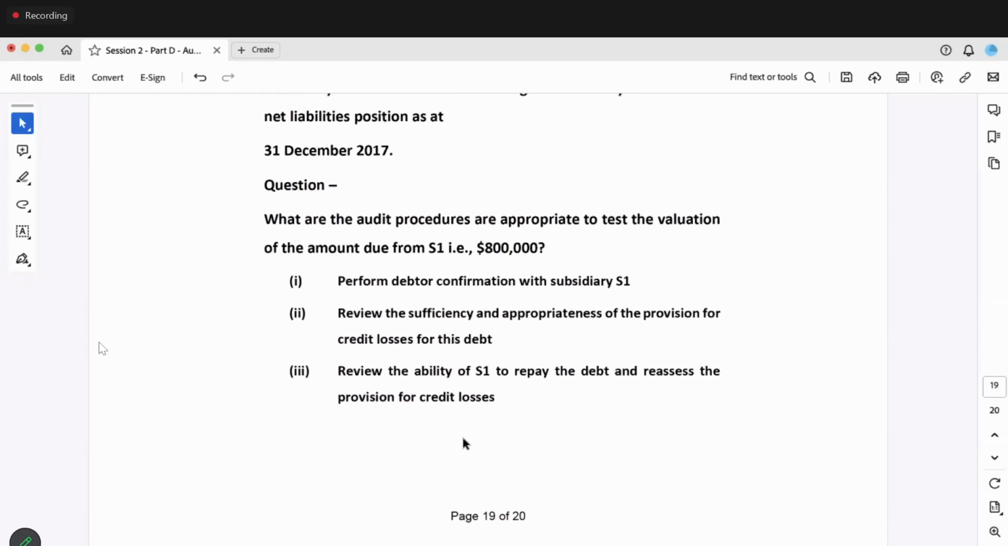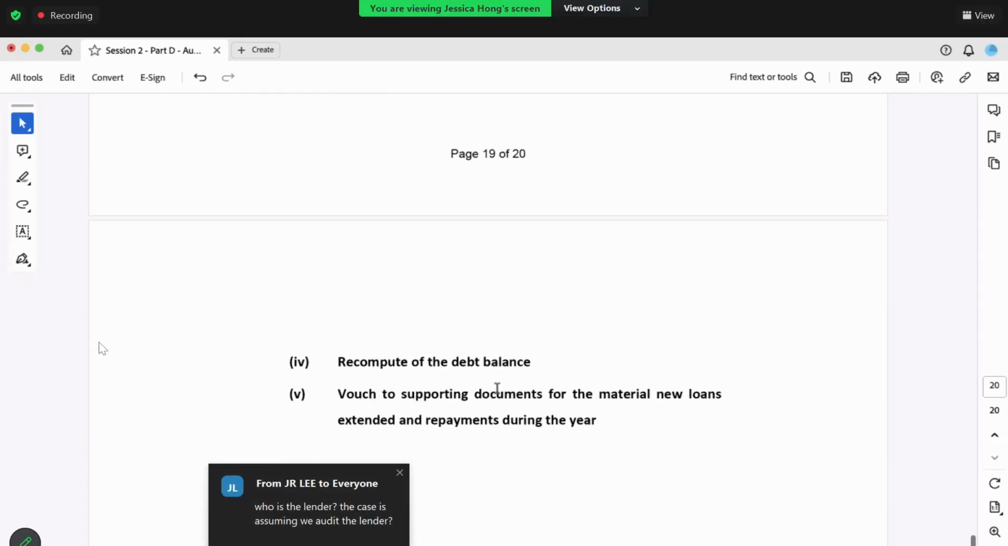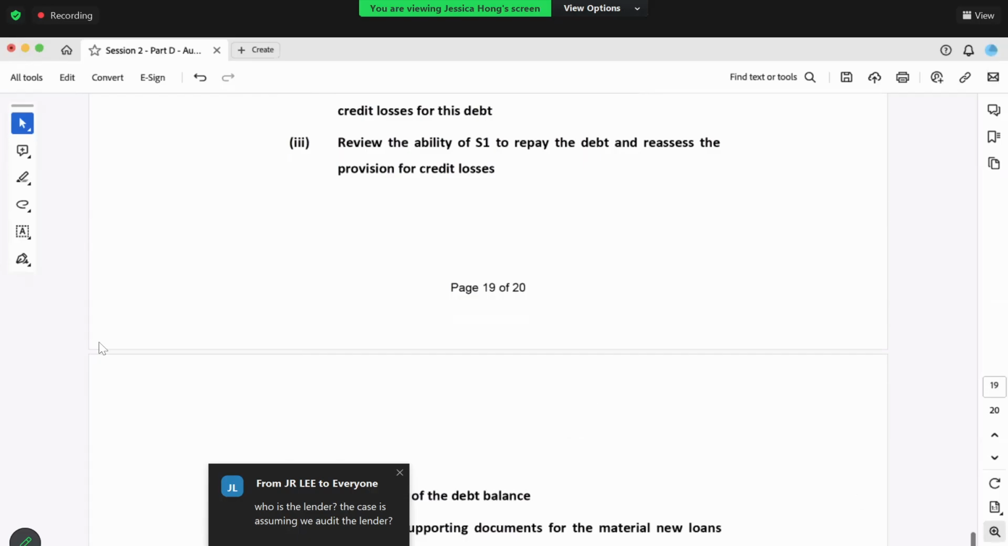Now, if you look at the audit procedures that I give here, if you can select more than one, what will be your answer? While I need some time to prepare the next class exercise, in the chat box, maybe you can suggest to me, you can key in. It could be more than one answer here: 1, 2, 3, 4, 5. So I put somewhere like this.